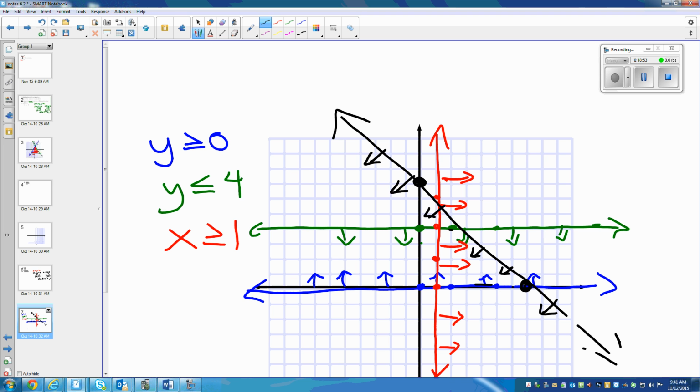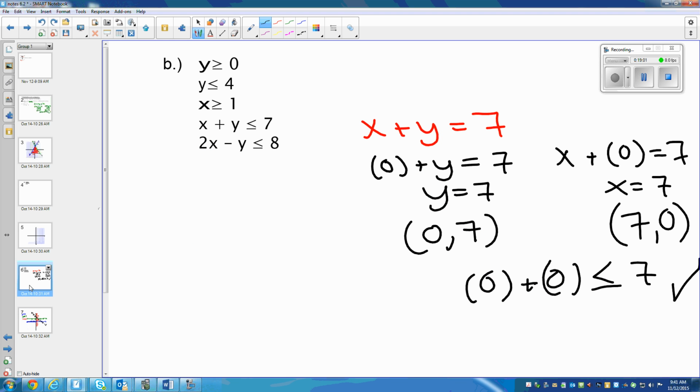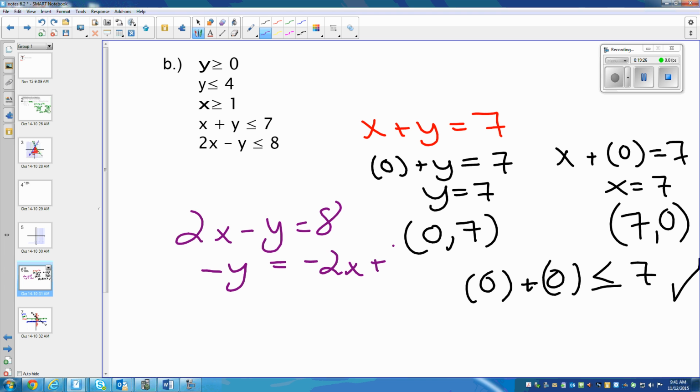Green. Okay, last one. 2x minus y is less than or equal to 8. We're going to do slope-intercept form this time. So 2x minus y is equal to 8. I always go to equal because we're drawing the line. Subtract the 2x, we get negative y is equal to negative 2x plus 8. Divide by negative 1, we get y is equal to 2x minus 8.